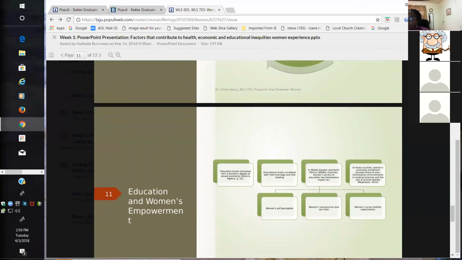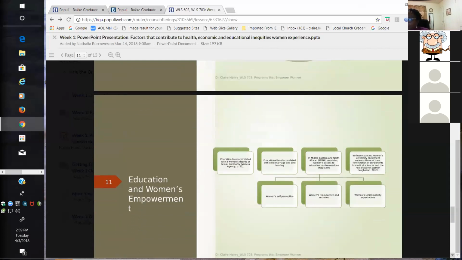Education and women's empowerment. Education levels correlate with women's degree of sexual autonomy. Then the education levels are correlated with child marriage and wife beating. In other words, the more educated women become, the less do they accept child marriage and wife beating.